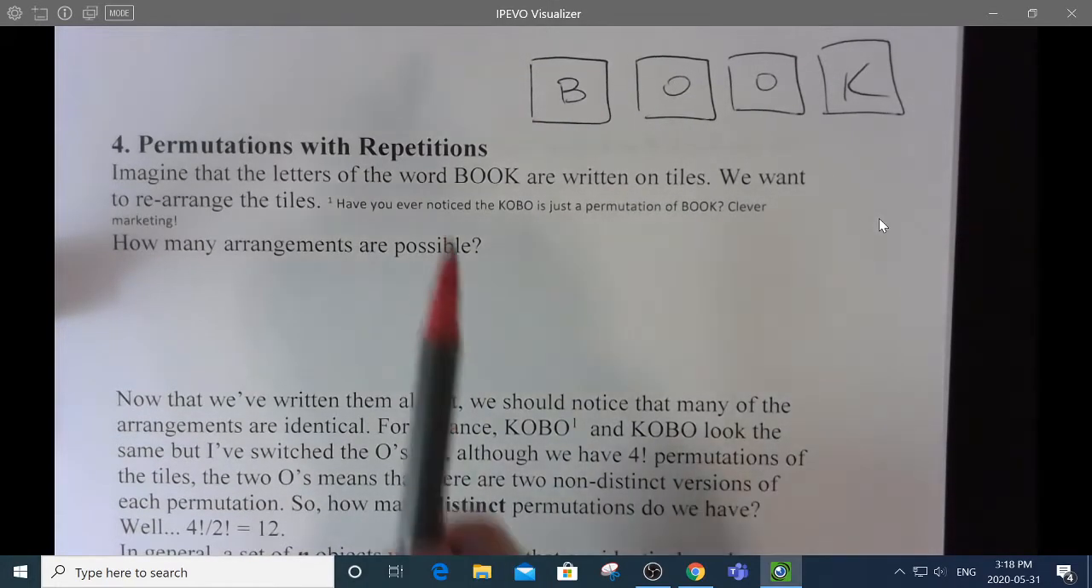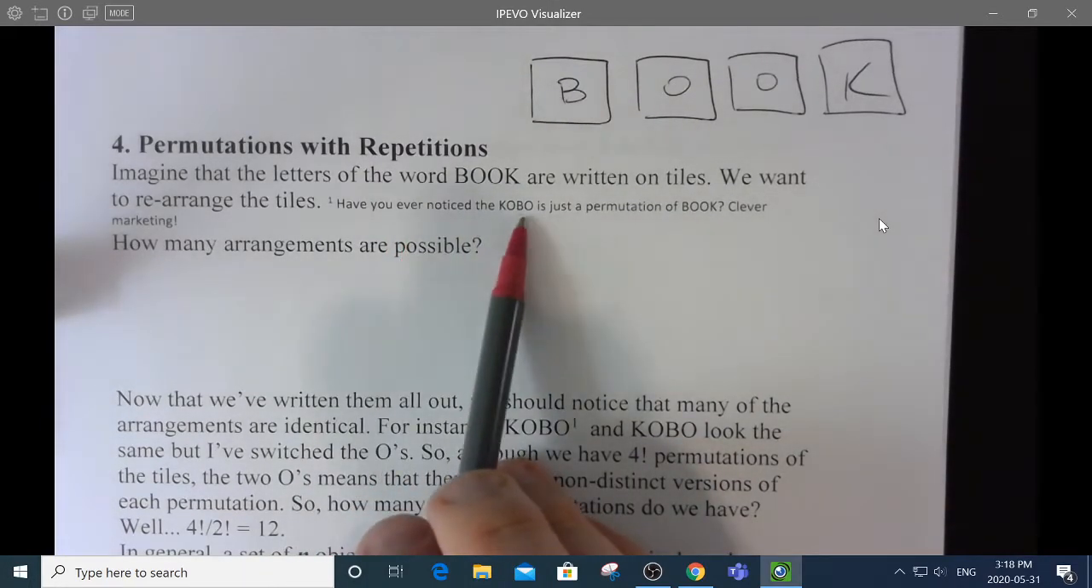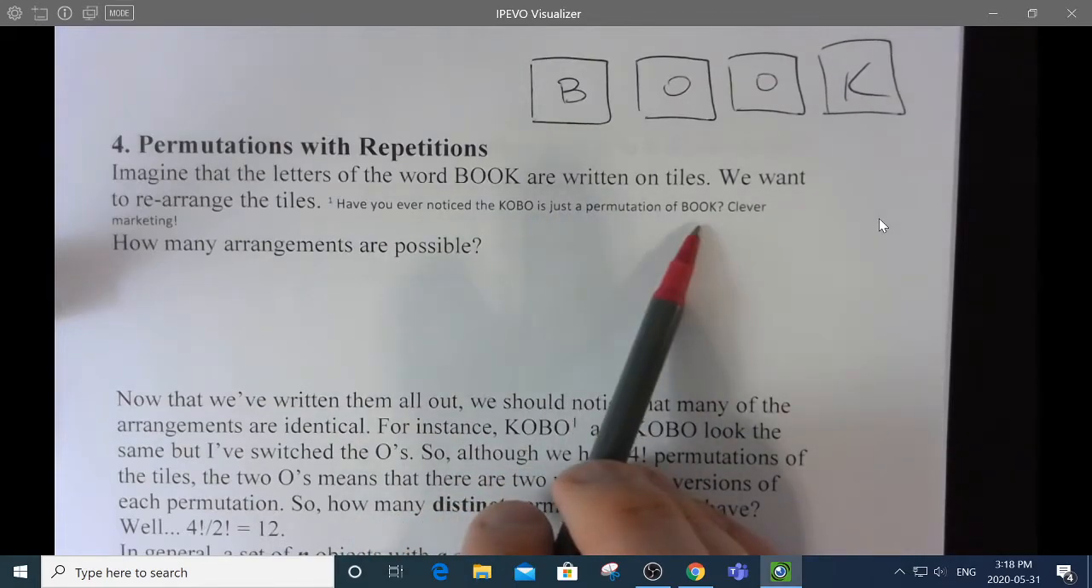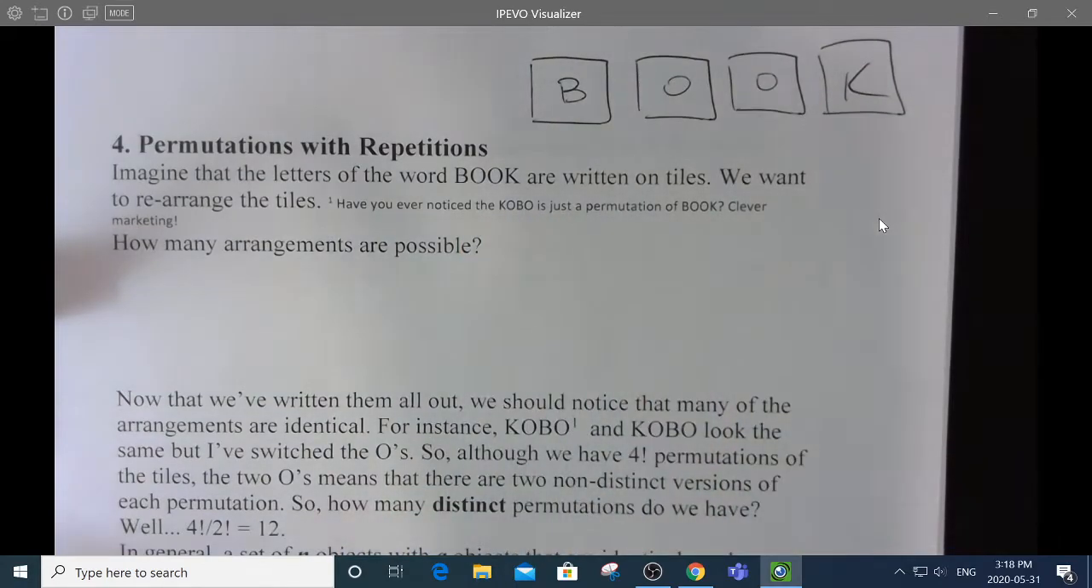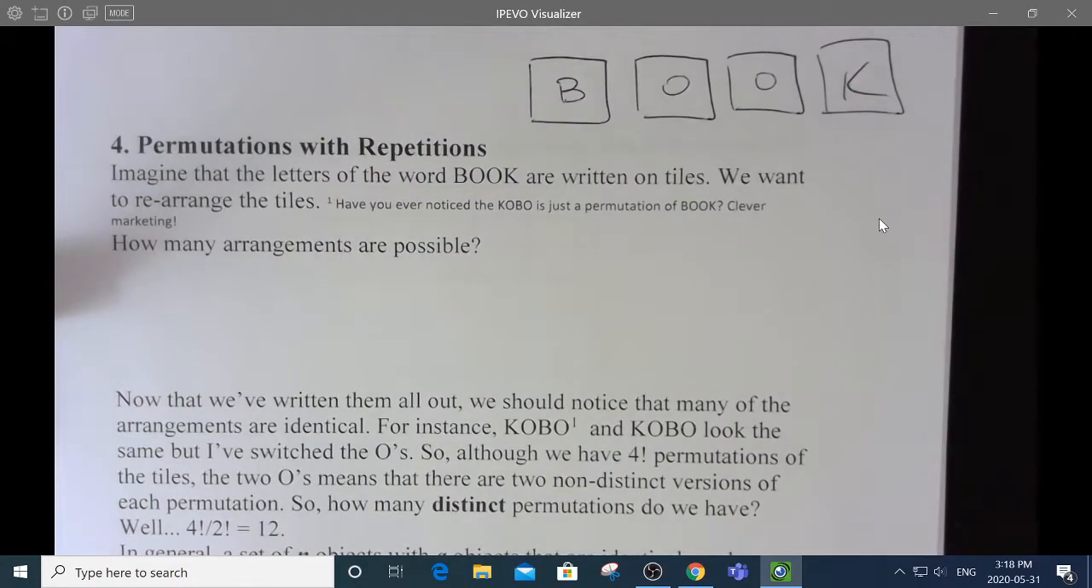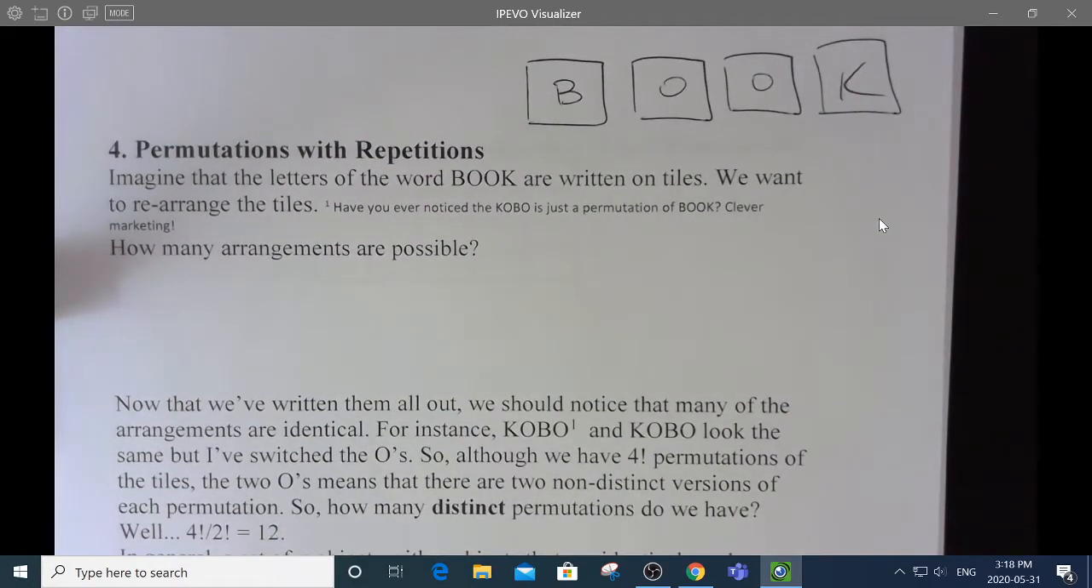And Ms. Cox, when she put these notes together, noticed that Kobo is a permutation of the word book, which is very clever marketing. Anybody have a Kobo, one of those electronic book reader things? Anyway, Kindles too. It's like a Kindle, only it's just a competition for a Kindle. So oddly enough, Kindles are way more popular than Kobo. So even though the clever marketing here wasn't clever enough to beat Kindle.